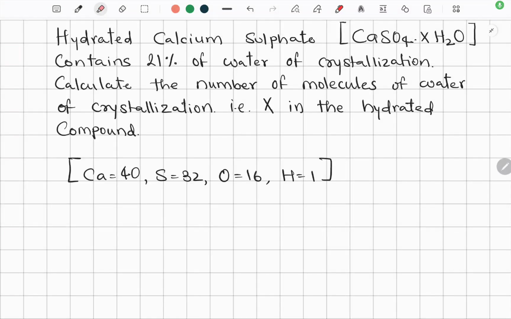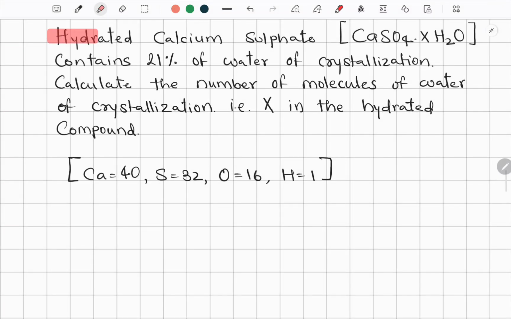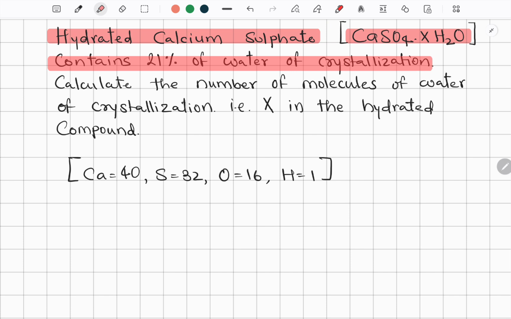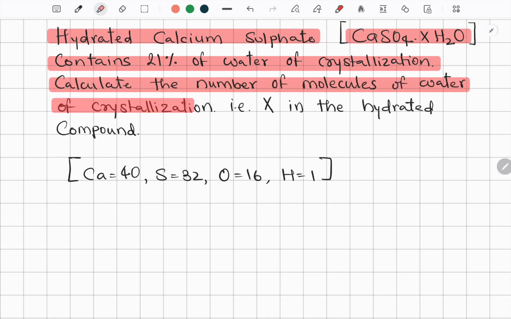Let's try to solve this question. So in this question it's been asked that hydrated calcium sulphate, which is CaSO4.XH2O, contains 21% of water of crystallization, and it's been asked to calculate the number of molecules of water of crystallization, that is X, in the hydrated compound.